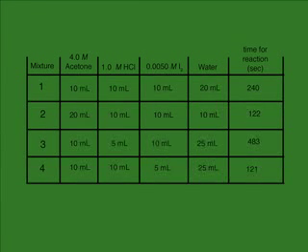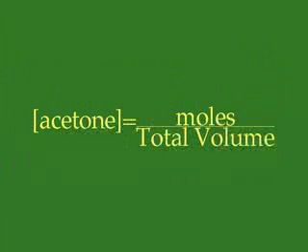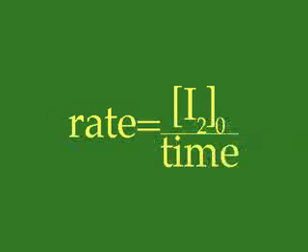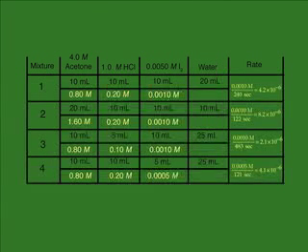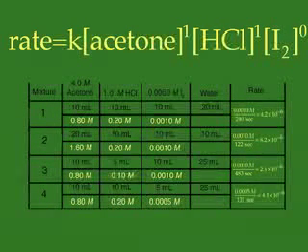We must do several calculations to determine the order. First, we must change all the volumes to concentrations. And we must calculate the rate of disappearance of iodine. The order of each reactant is indicated by the exponent following its concentration. We look to compare two trials where a single reactant's concentration is changed.